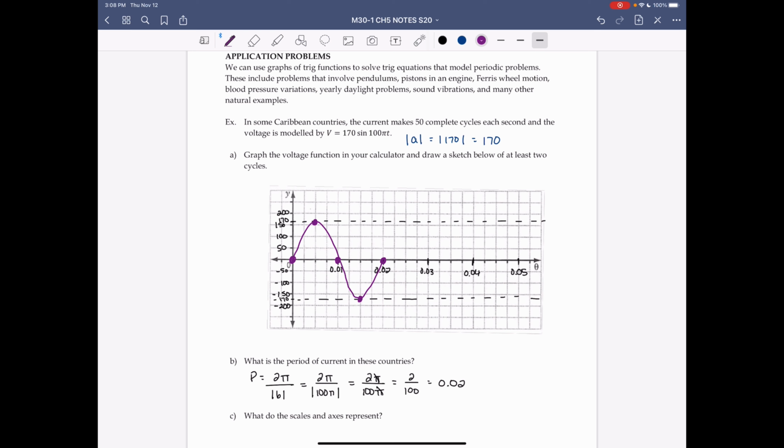And then continue on either using my calculator to find the x-intercepts, max and mins, or using the pattern. I'm going to use the pattern. I know every 0.01 I have an x-intercept, so my next x-intercept's at 0.03, and then 0.04. I know that halfway between 0.02 and 0.03 there is a maximum, and halfway between 0.03 and 0.04 there's a minimum. Then I can join those points together. And there's two cycles of our function.